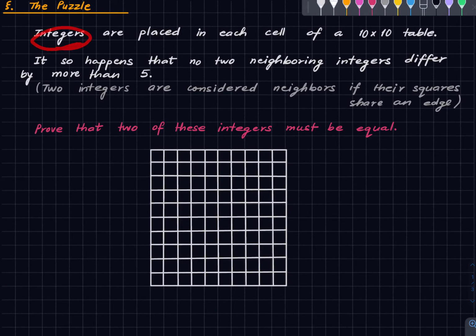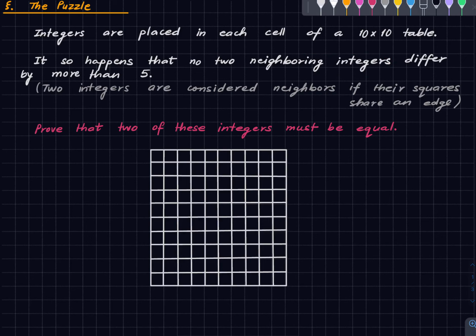Integers are placed in each cell of a 10 cross 10 table. So we have a 10 cross 10 table, I hope. 1, 2, 3, 4, 5, 6, 7, 8, 9, 10, yes. We have a 10 cross 10 table. Integers are placed in every cell of it. And it is found that no two neighboring integers differ by more than 5. So any two neighboring integers differ by at most 5.